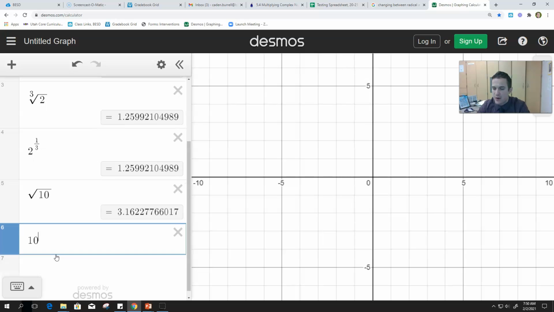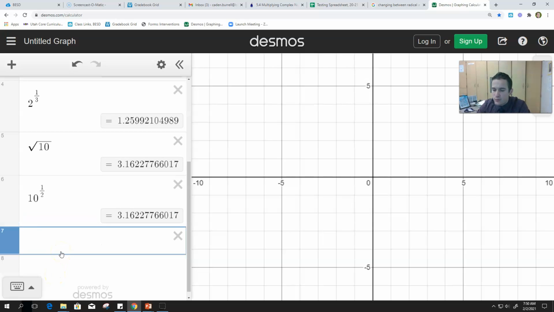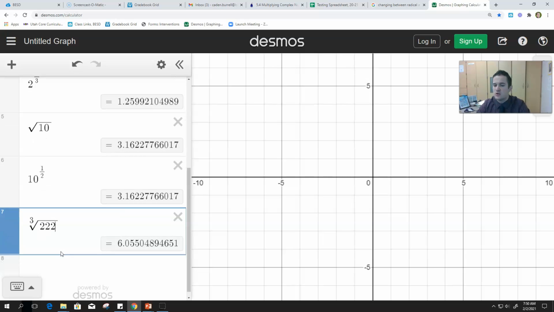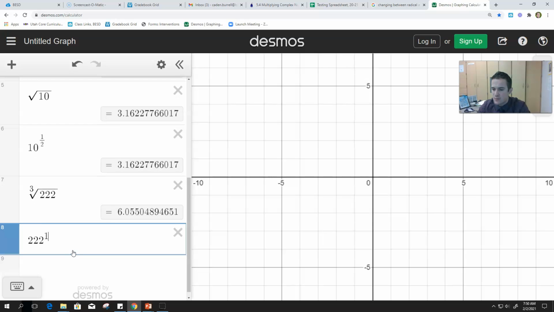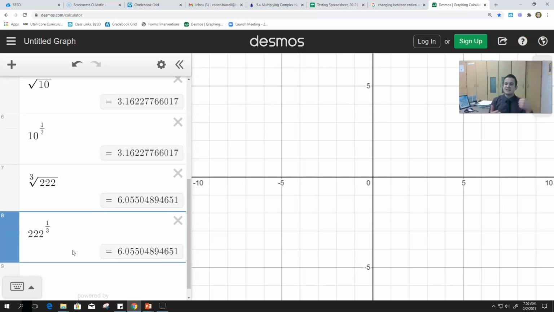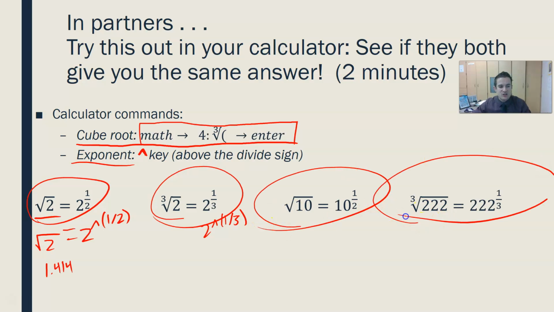What do you think 10 to the power of 1/2 is going to be? 3.16. What about the cube root of 222? I think was the last number I had there, 6.055. What about 222 to the power of 1/3? 6.055. That's crazy. All of these going from radical form to this form with a fraction exponent, they're exactly the same. It's two different ways of writing the exact same thing.